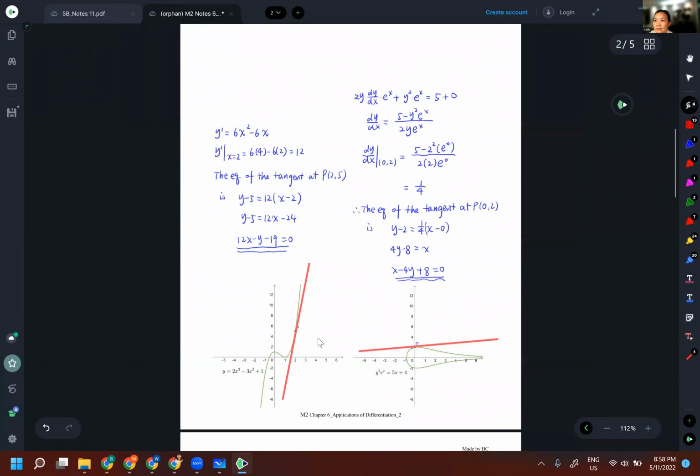Now, this is the answer for A. And you can see on the graph at P, there is a tangent line like that, like that. And also for part B, again, it's implicit. On the left, it's a mixture of X and Y, so I have to point this out again.